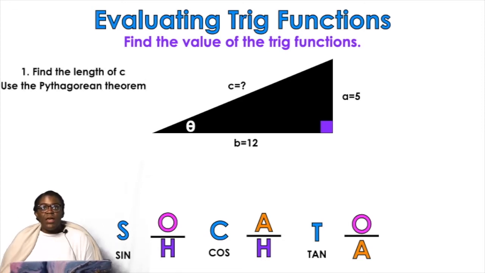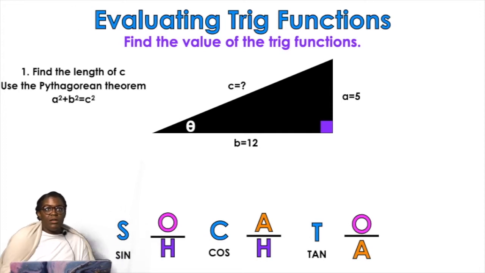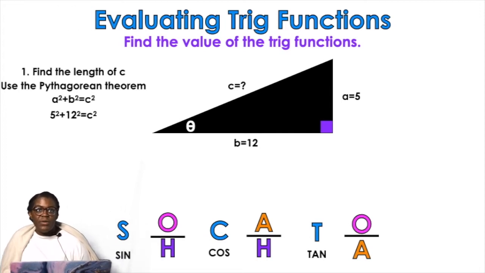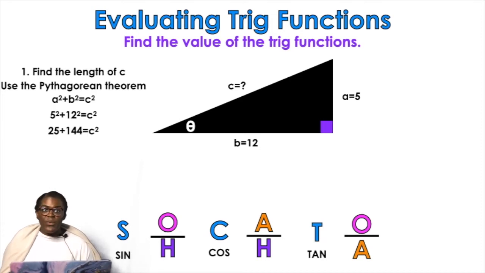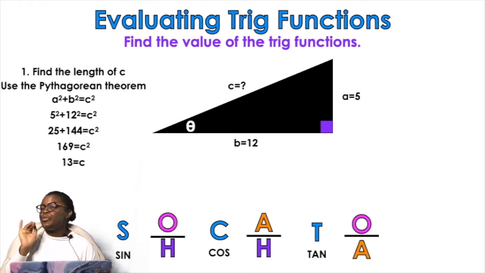Using the Pythagorean Theorem, A squared plus B squared equals C squared. So 5 squared plus 12 squared equals C squared. 5 squared is 25, 12 squared is 144, and 25 plus 144 is 169. To find C, I take the square root of both sides. So 13 equals C.